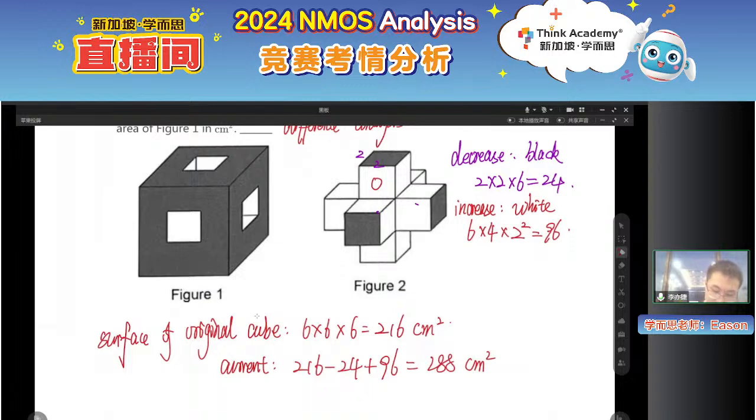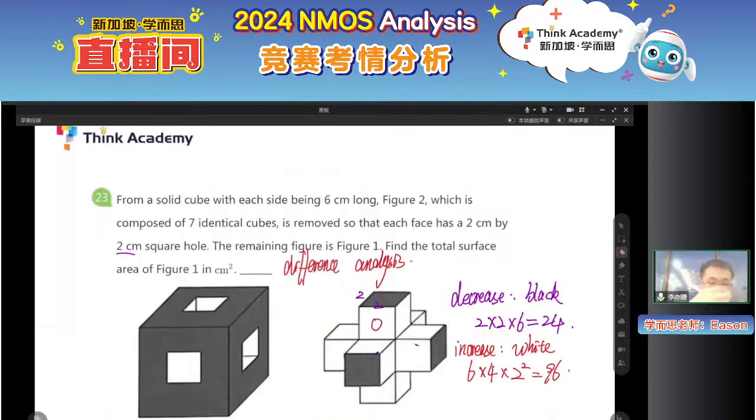Right. Maybe a normal one. The surface calculation of a solid geometry is always not that easy, but it's not difficult anyway. So maybe normal. Yeah, normal to be fair.